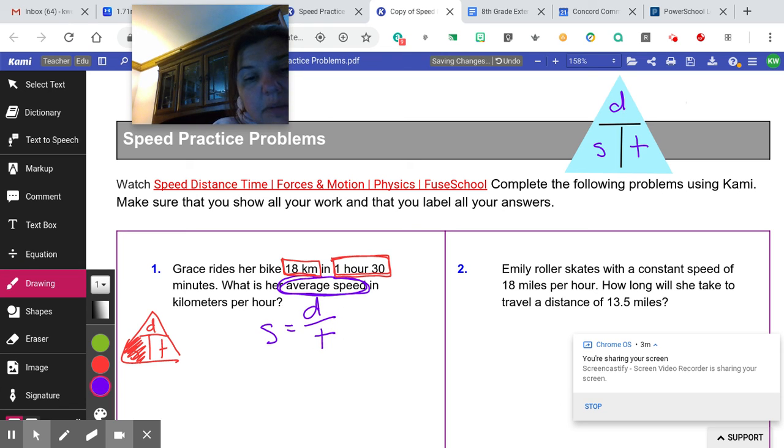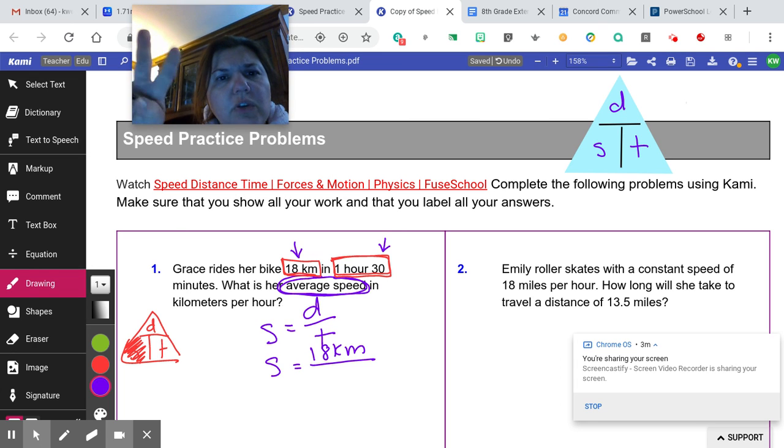Now we're ready to plug in our numbers. So speed is equal to our distance, which is 18 kilometers, divided by our time, which here is 1 hour, 30 minutes. The problem with 1 hour, 30 minutes is it's actually two different units of time, hours and minutes. We need them in the same unit. So you could either go with 1.5 hours or you could go with 90 minutes. It's still the same amount of time, but we want it to be one unit, either hours or minutes.